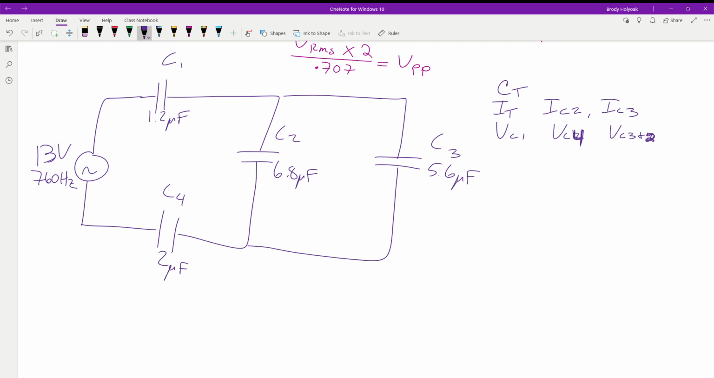Voltage of capacitor 3 and 2 units. So that separates. Yeah, basically, what's the voltage of these guys? What's the voltage of him? What's the voltage of him? Current, and then the branch currents.